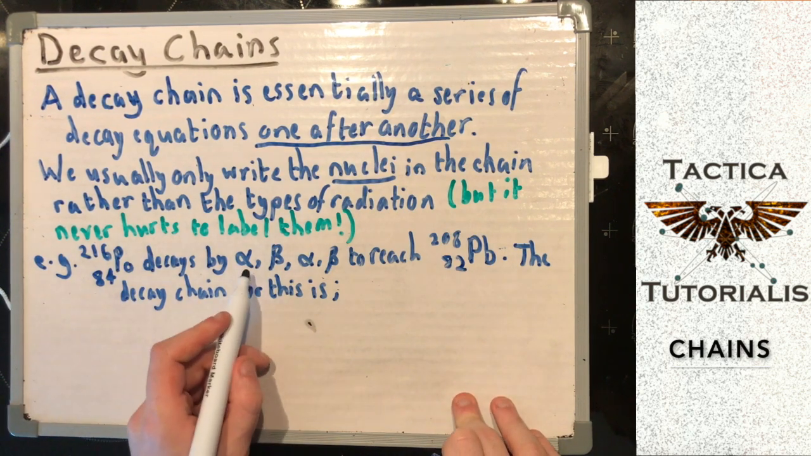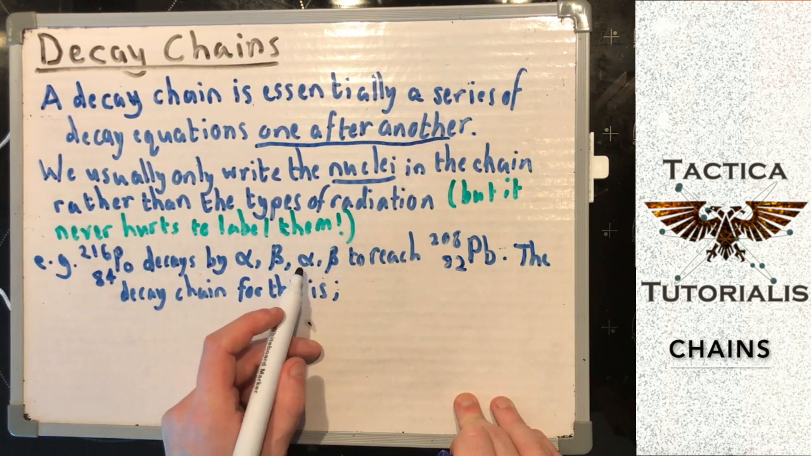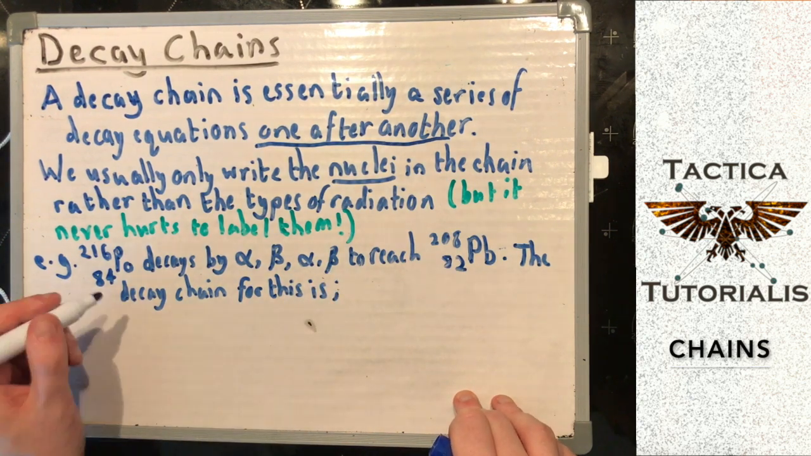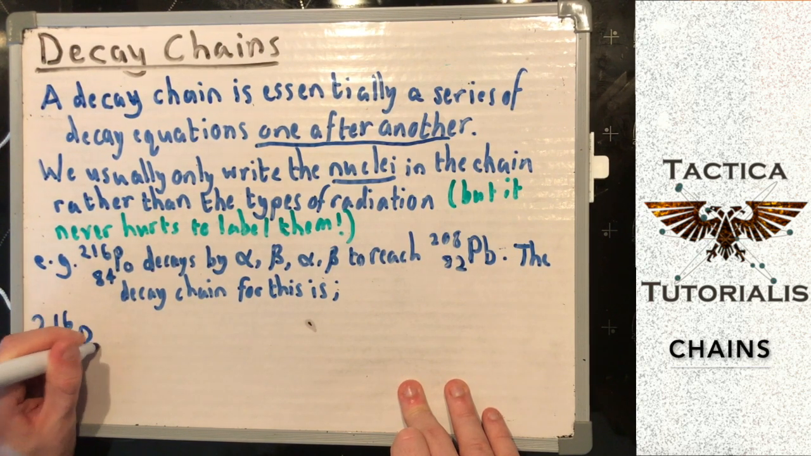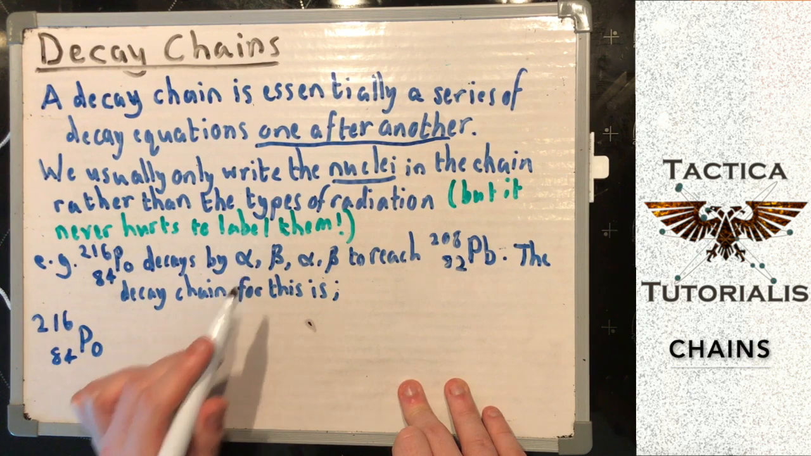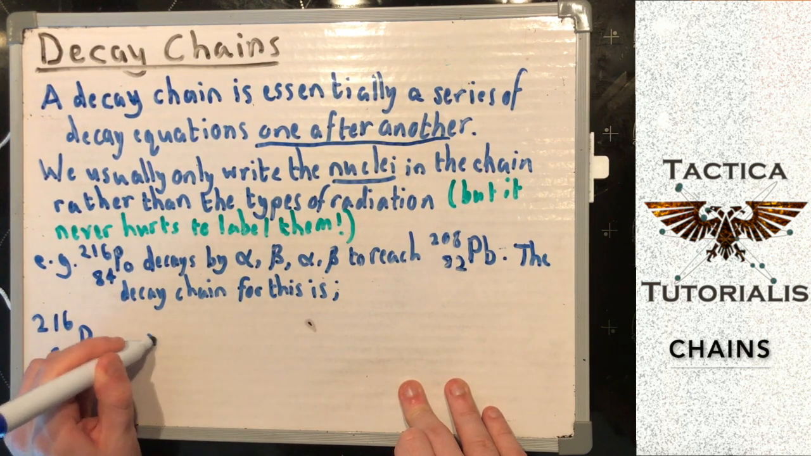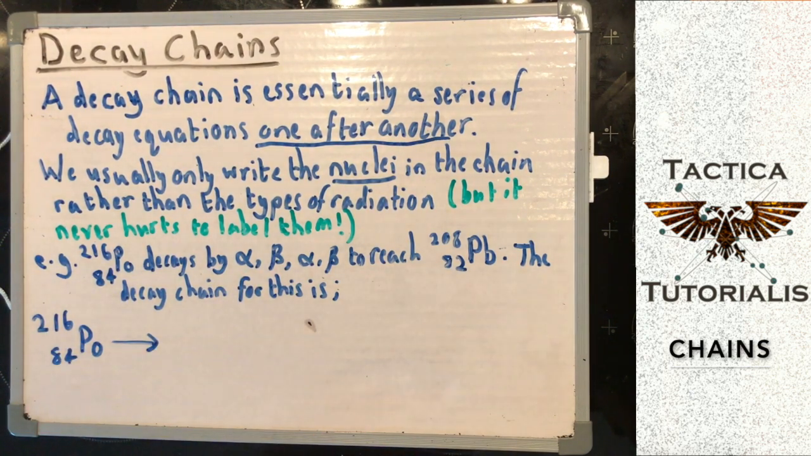And I want to do that by doing an alpha decay, a beta decay, an alpha decay, and then a beta decay. So let's write down that chain. So we start off with 216, 84 polonium. And then what happens is an alpha decay, which I'm just going to label in green up here.